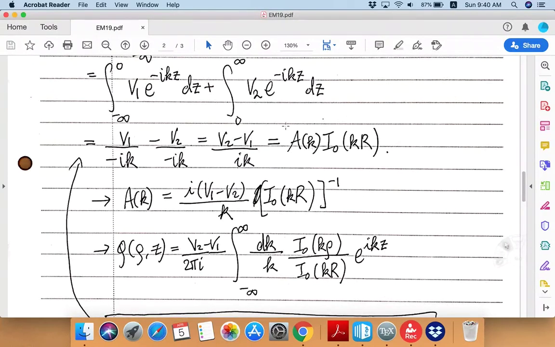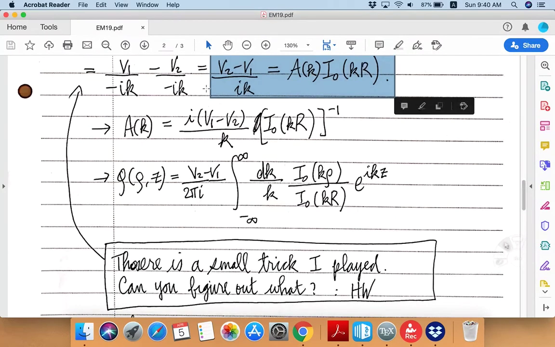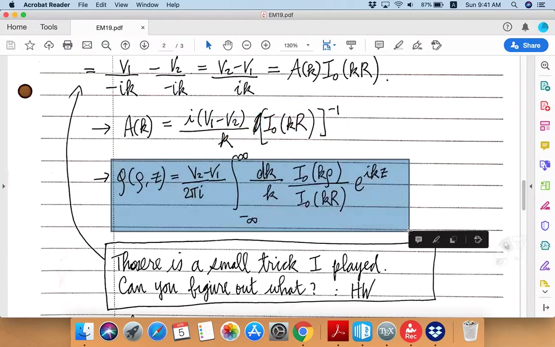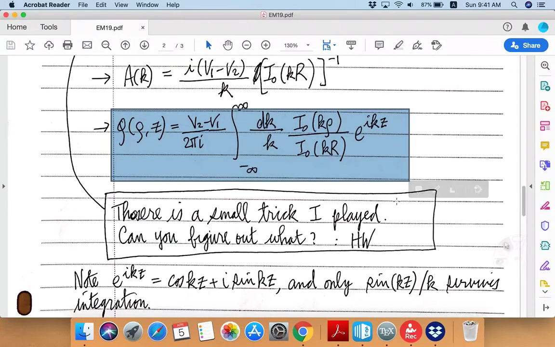Okay, so now I think we got what we want. We wanted to know what this coefficient A of k looks like, and this relation will allow us to obtain this A of k in a nice closed form, and therefore we are able to express the potential as a Fourier integral of some sort.